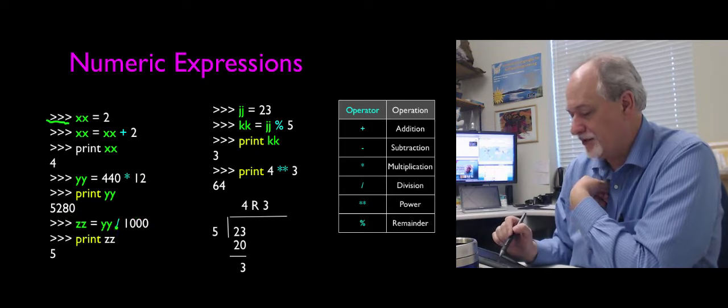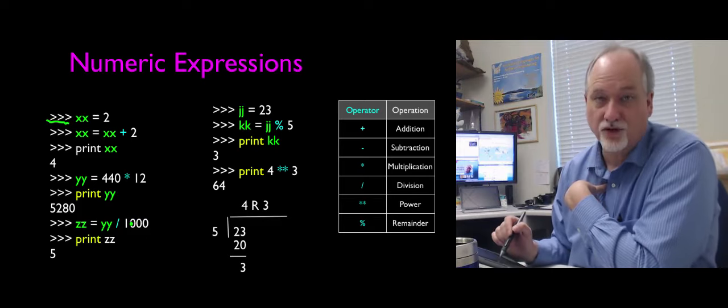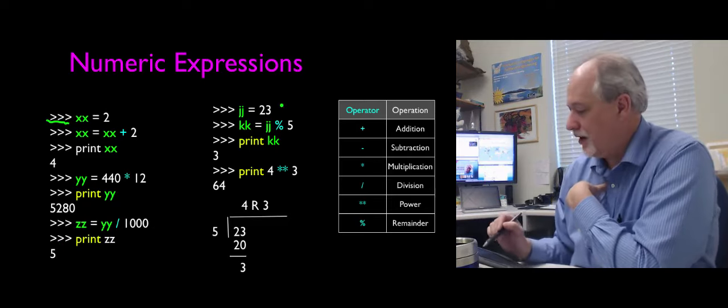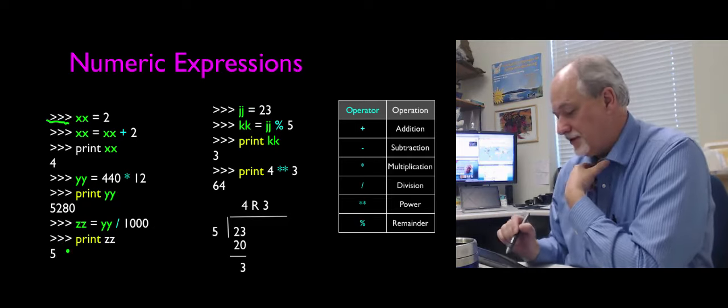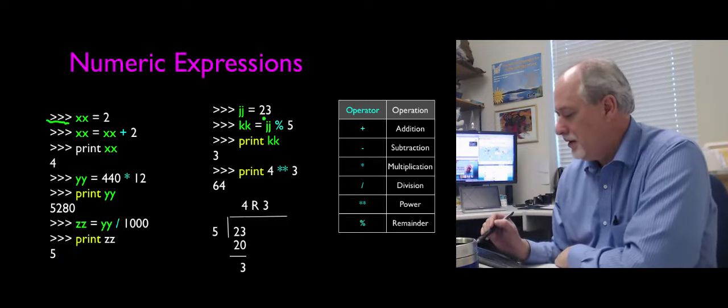Yy over 1,000. Now this is a little counterintuitive. Because yy is an integer, it does a truncated division, and so 5,280 divided by 1,000 is 5. So that's an integer division. We'll see in a second about floating point division.